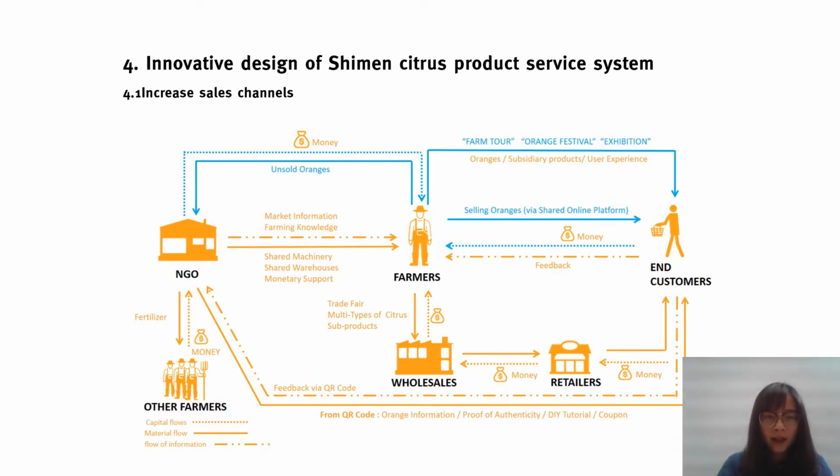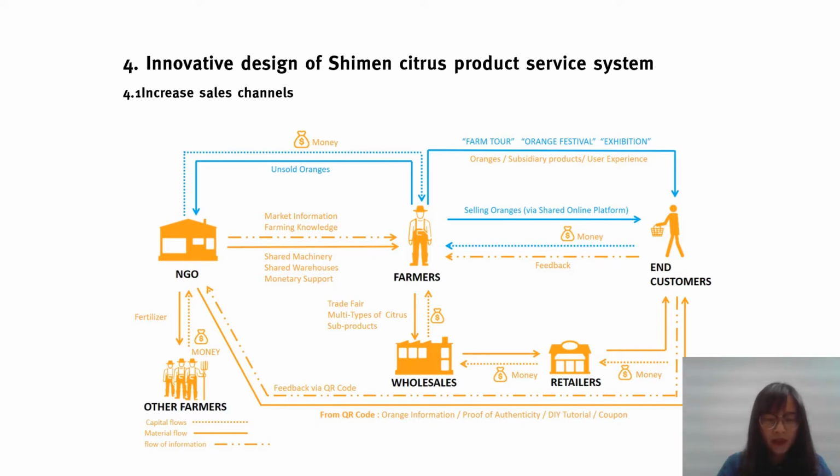Part 4. Innovative design of Shimen citrus product service system. The new system takes the system map from PSDT as the logical base. It improves the value chain of Shimen citrus by adding sales channels and increasing the diversity of orange products.